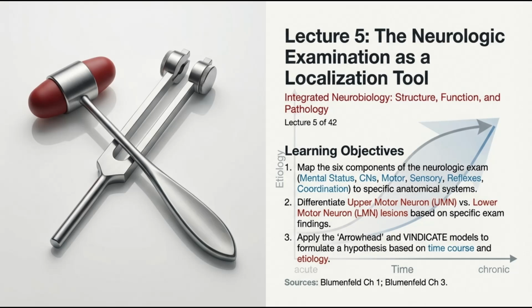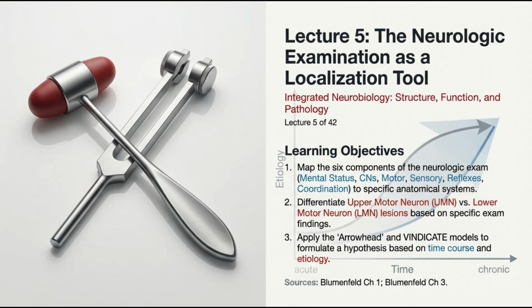And now we have to learn how to actually read it or navigate it. That's the perfect metaphor. And that brings us right to today's topic. We are covering Lecture 5, the neurologic examination as a localization tool. Looking over the syllabus and the source material from Blumenfeld chapters 1 and 3, this feels like a real pivot point for us. It is the absolute pivot point. It's the moment we move from pure structure to functional application.